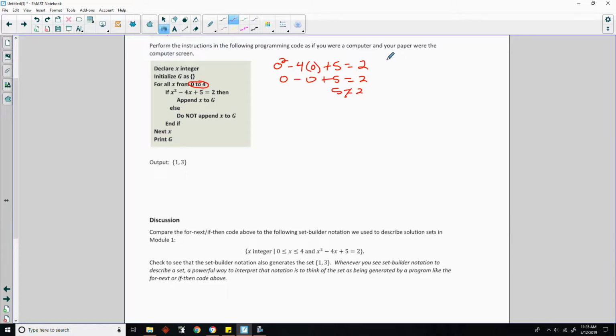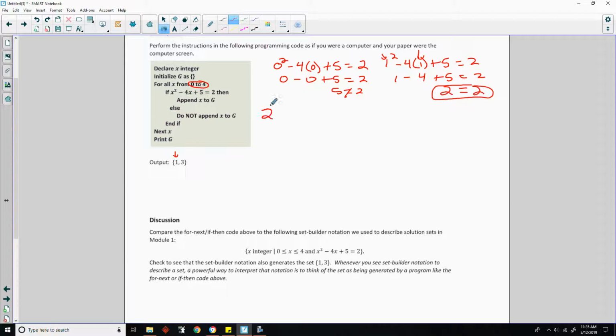Then we substitute in 1. 1 squared minus 4 times 1 plus 5 equals 2. 1 minus 4 plus 5 equals 2. Negative 3 plus 5 is 2. 2 does equal 2. So that is true. Therefore, our value we substituted in, which was 1, is in our output set. Then we choose 2.